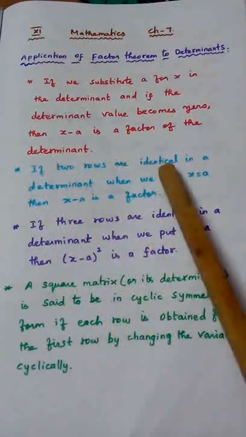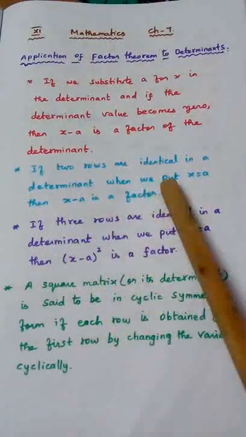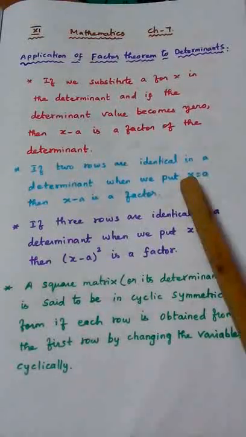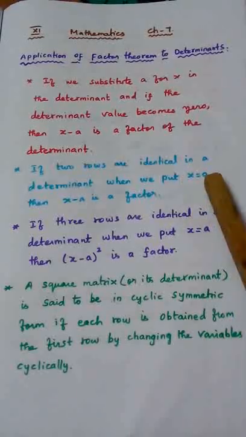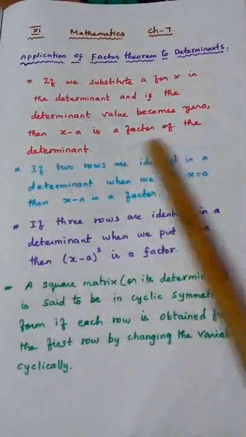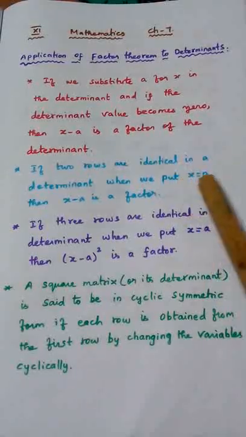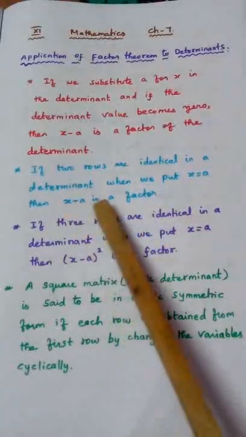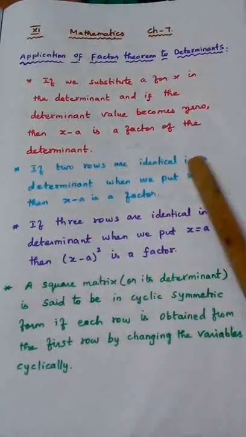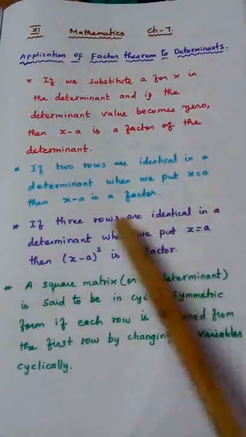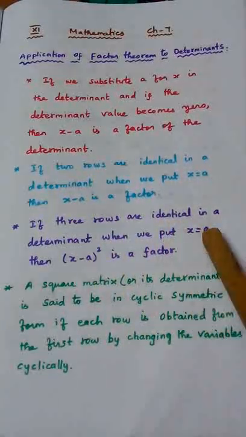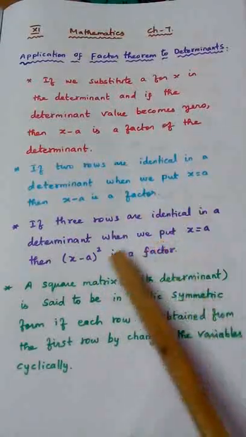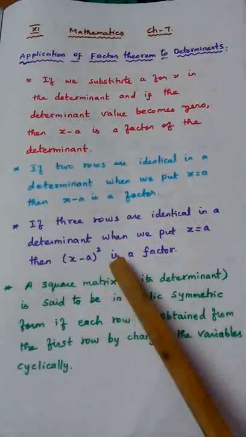If two rows are identical in a determinant when we put x equal to a, so again we are substituting a in place of x, and if two rows become identical when we do the substitution, then I will say x minus a is a factor. Suppose when we put x equal to a, if three rows are identical, three rows are equal, then we will say x minus a whole square is a factor.